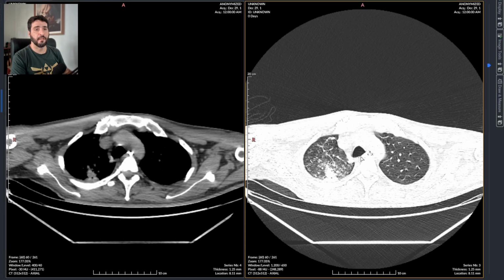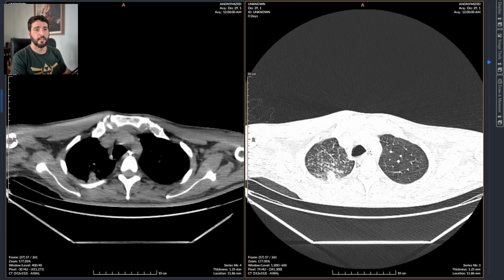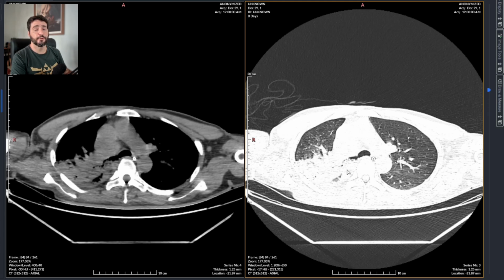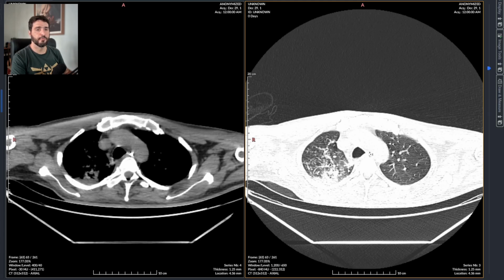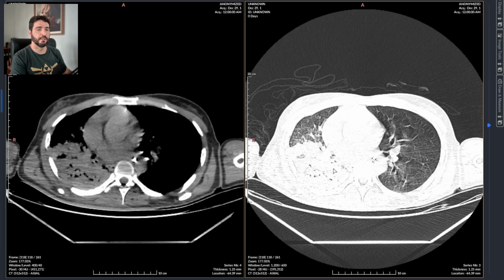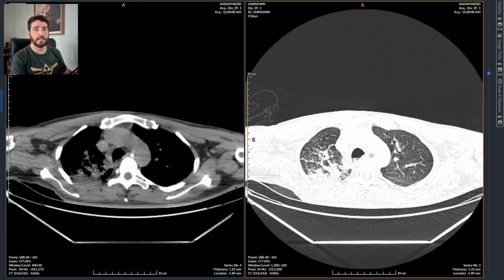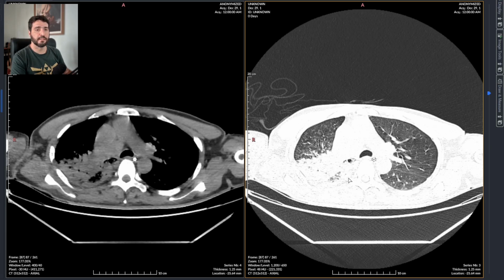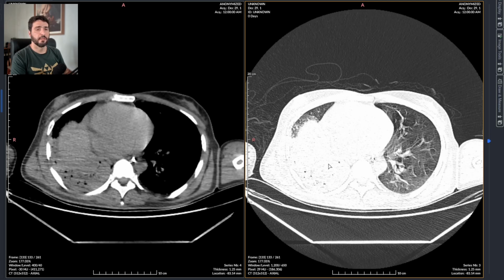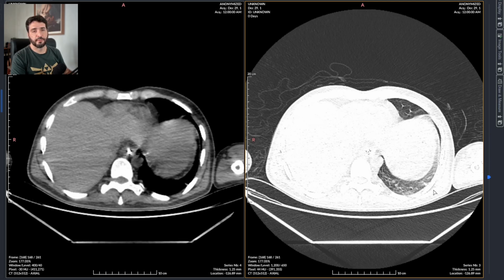So we have, right here, this is the trachea, and this is food residue. This is food residue. This shouldn't be here. This is obliterating, filling almost completely the airways and causing this massive pneumonia to the right and a bit to the left. So this is it.